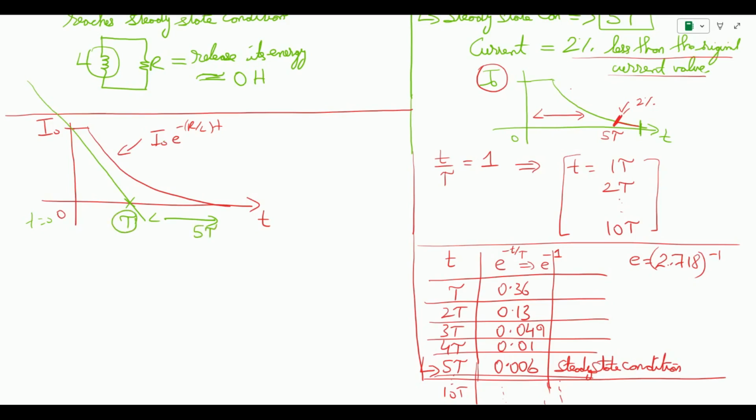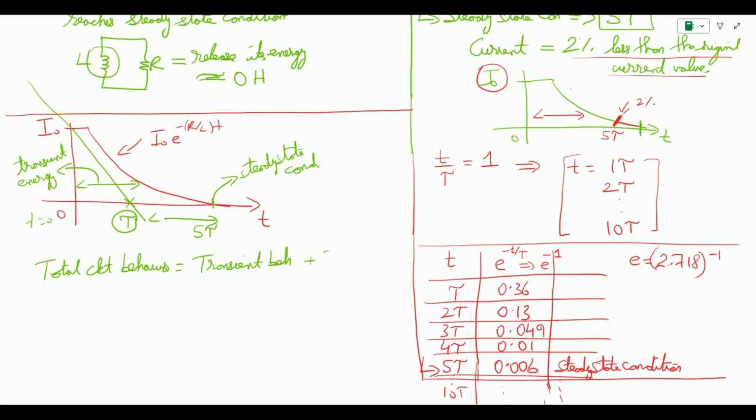Then you can go from tau to 5 tau. So this region will be your transient region. Transient region means where the energy is getting varied, and after 5 tau, so let's say this point is your steady state region or steady state condition. So finally, whenever we want to know the behavior of the circuit, the total circuit behavior is going to be the transient behavior plus the steady state behavior.